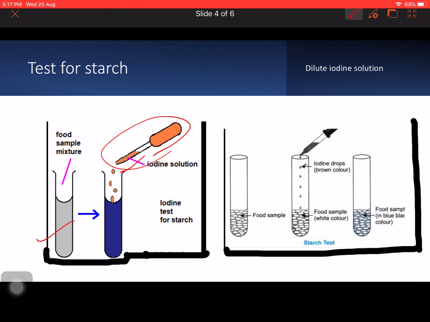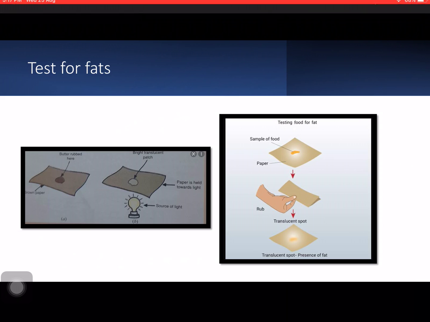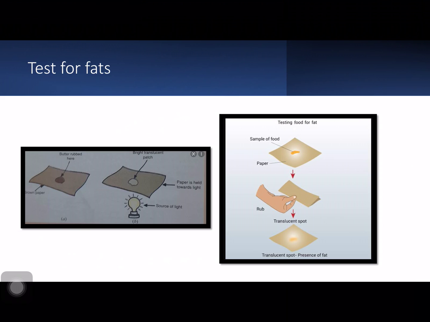Now the next one, we will be doing the experiment on fats. It is a very easy example. To test the presence of fat in different foods, what we can do is the translucent spot test. Now we can see that we have taken two examples over here, same thing, only one on a paper and one on a cloth.